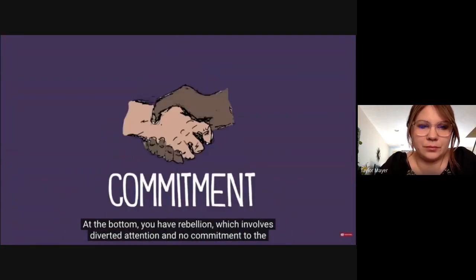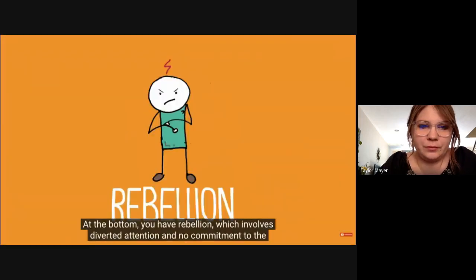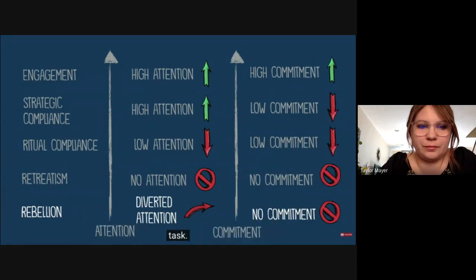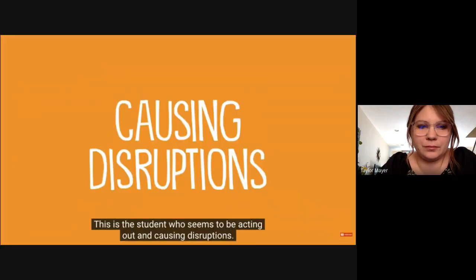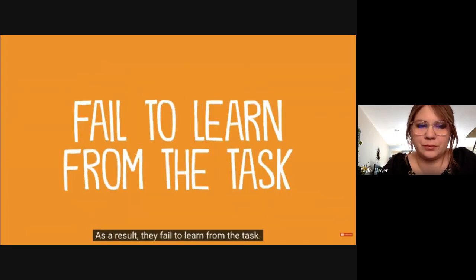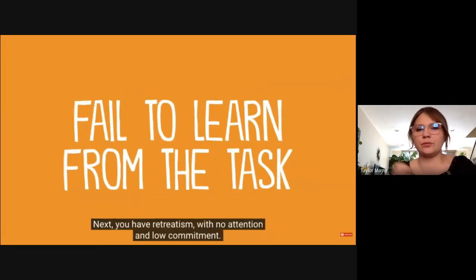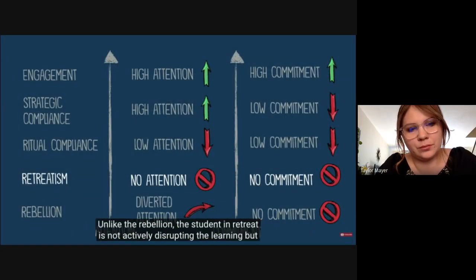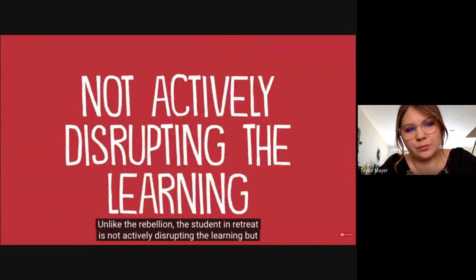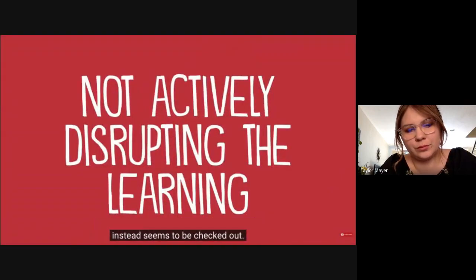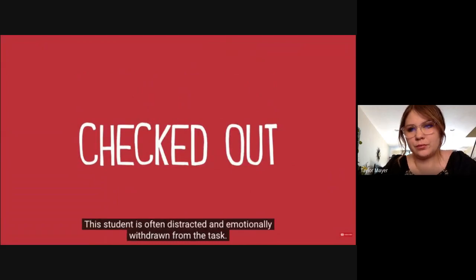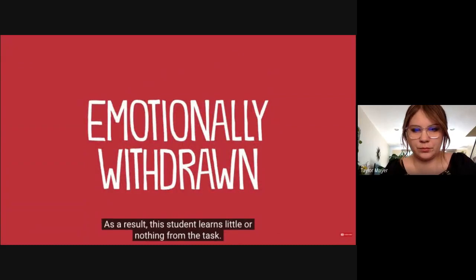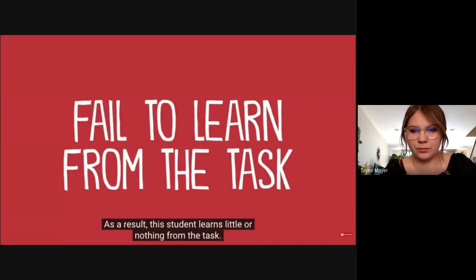attention and commitment. At the bottom, you have rebellion, which involves diverted attention and no commitment to the task. This is the student who seems to be acting out and causing disruptions, and as a result, they fail to learn from the task. Next, you have retreatism with no attention and no commitment. Unlike the rebellion, this student in retreat is not actively disrupting the learning, but instead seems to be kind of checked out. This student is often distracted and emotionally withdrawn from the task, and as a result, this student learns little or nothing from the task.